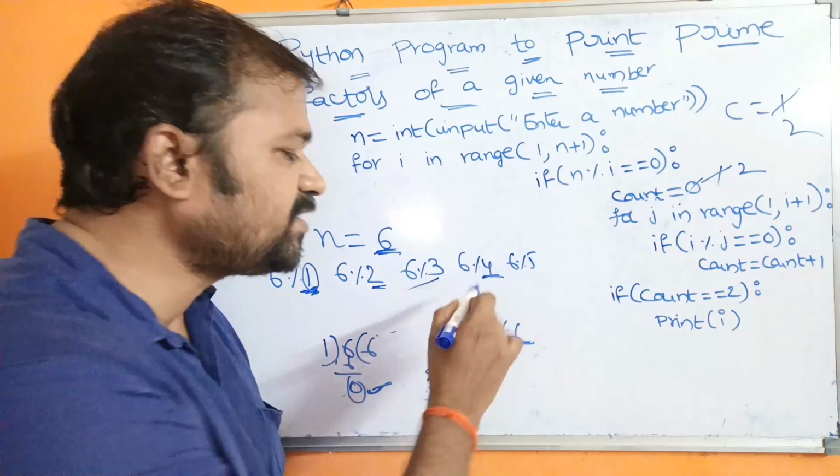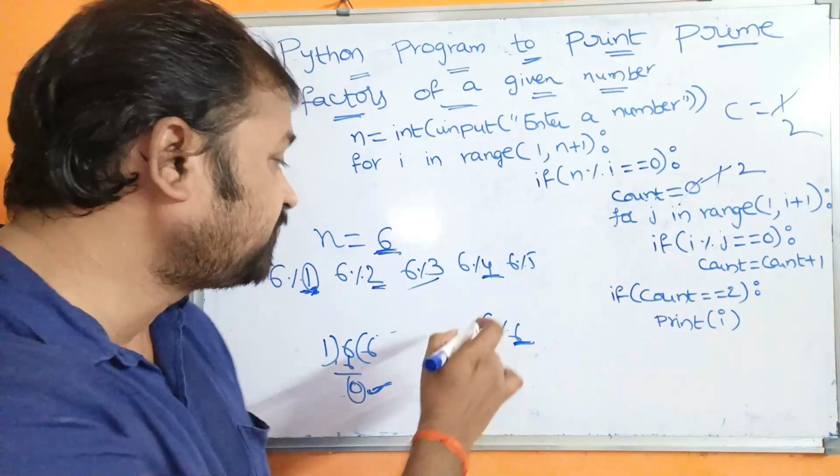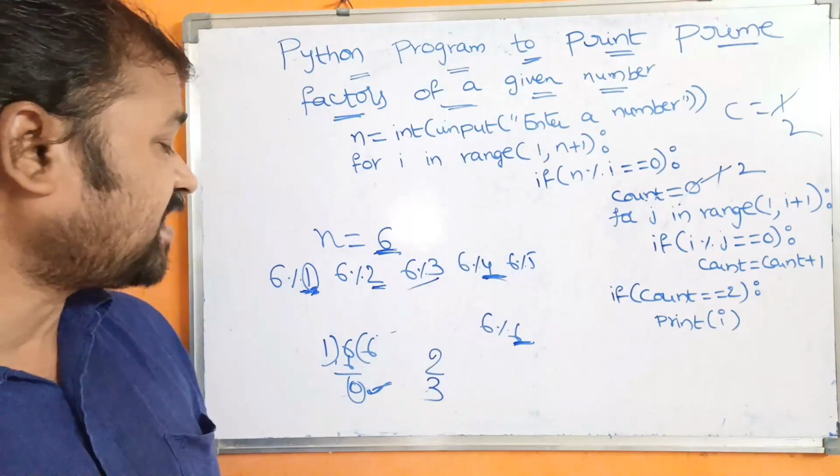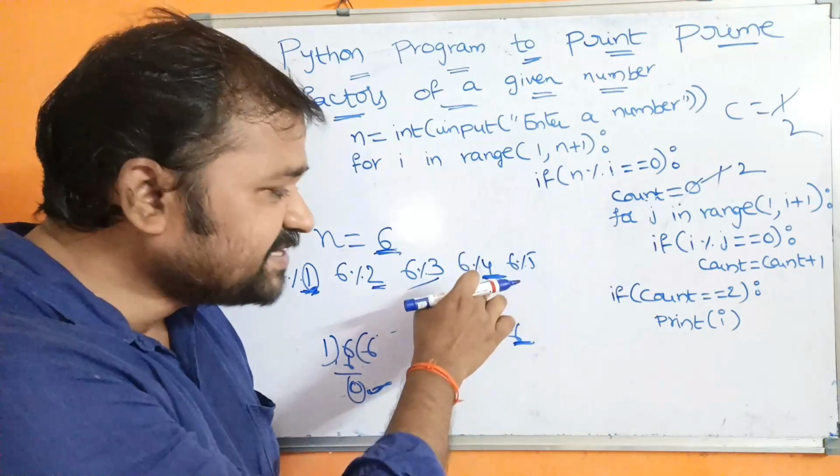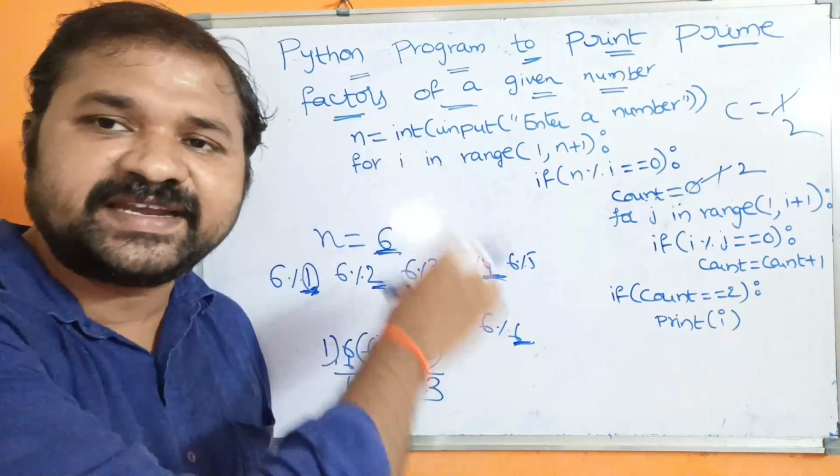But 4 is not a prime number. Actually, 4 is not a factor. So this logic won't be performed. If it is a factor, then only we have to check whether it is a prime number or not.